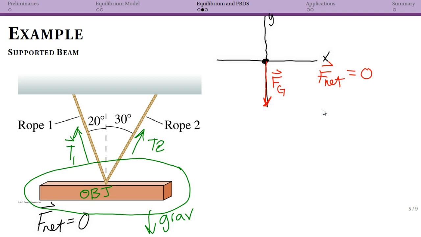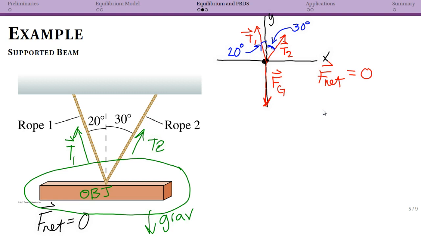So I am going to draw tension 2 up this way, tension 2, and tension 1 is going to be up this way. And it's hard to actually do it on the screen, but that is 20 degrees, and that is going to be 30 degrees. Okay, that is my free body diagram. I've identified all of the forces acting on it. I've written the net force.